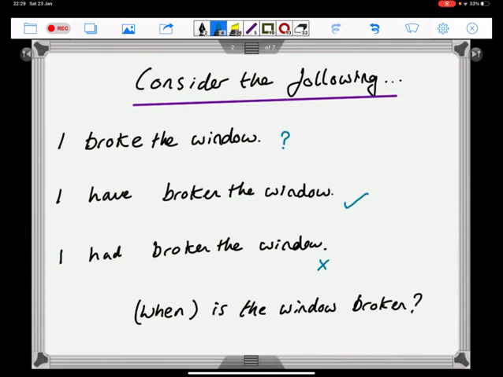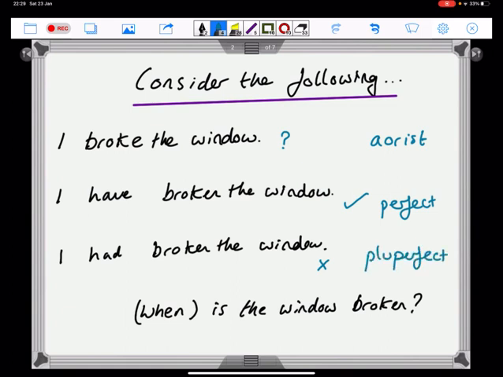So we've got three ways of talking about the past. One where its impact on the present is unknown. One where it does have an impact on the present. And one where the impact is felt in the past, but that probably may not be true of the present. This one is aorist. This one is perfect. And this one is pluperfect.